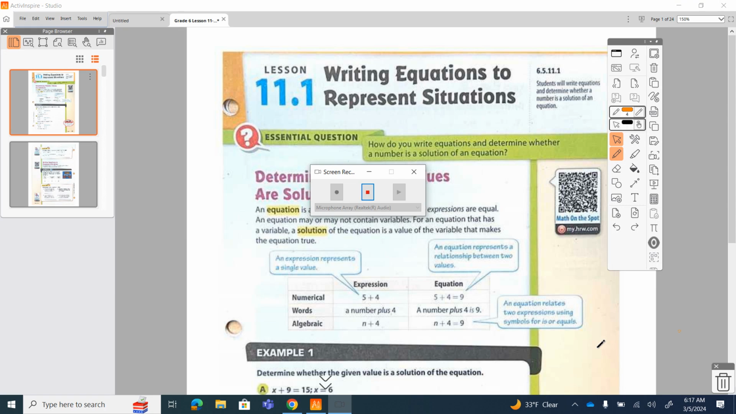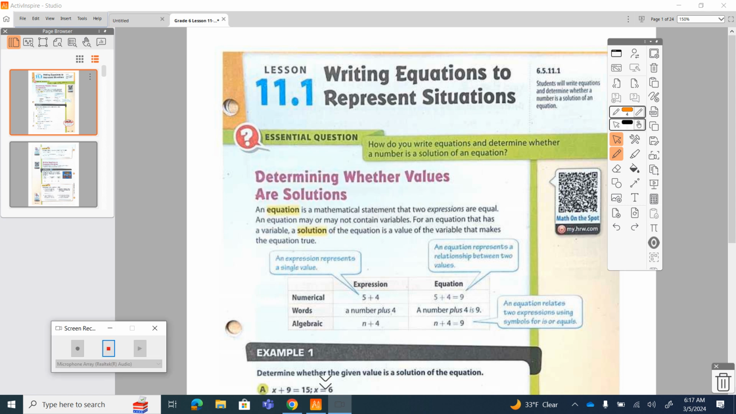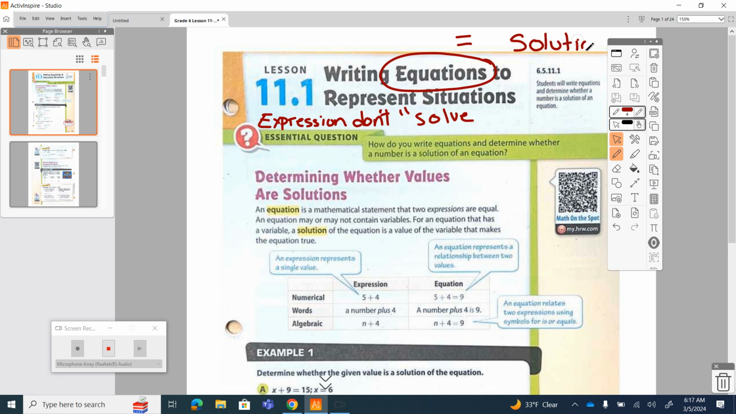Today we are starting Module 11, writing equations to represent situations. I want to remind you that if you're writing an expression, you don't actually solve anything. If you are writing an equation, there's an equal sign, and there is a solution. In the last module, we wrote expressions, and today we're going to start working on equations.